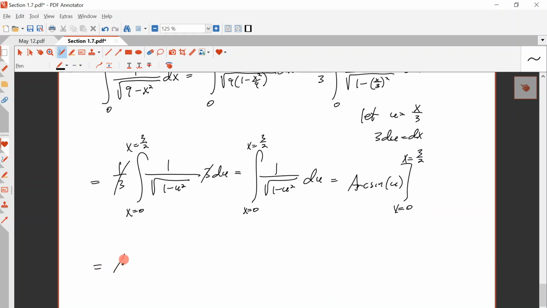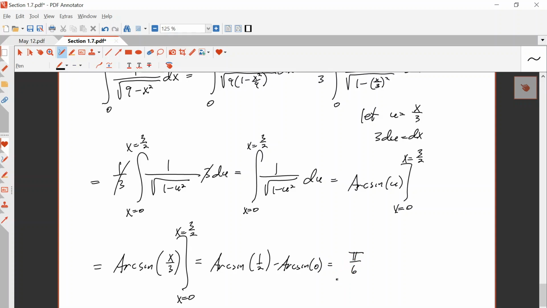So it's arc sine of x over 3 from x equals 0 to x equals 3 halves. So that's arc sine of a half minus arc sine 0. Arc sine of a half is 30 degrees, minus arc sine of 0, which is 0. So it's pi over 6. Okay? So that's all for the lecture on 1.7.